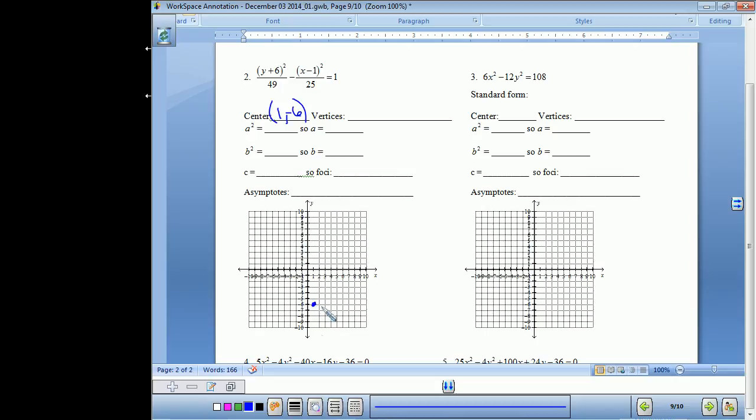It's ugly, though. Now, my vertices are going to be up and down, aren't they? Yes. There's a line missing. I told you, the graph is messed up. And up and down, we go 7 units. So up 7 units would be here. Down 7 units is off the graph. So up 7 units would be the point 1, 1. Down 7 units would be the point 1, negative 13.